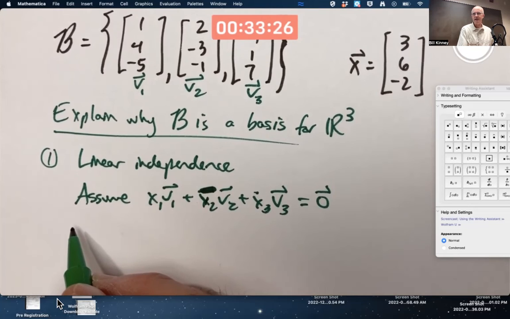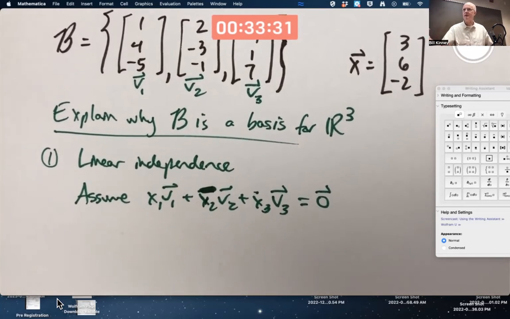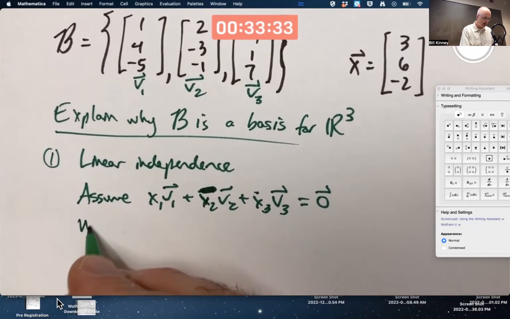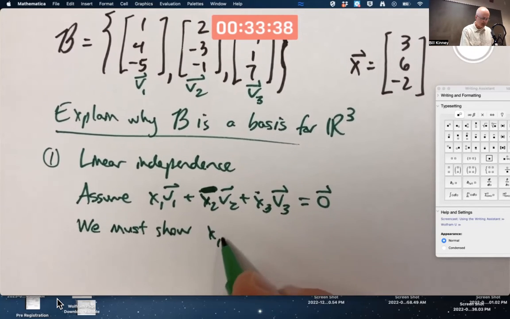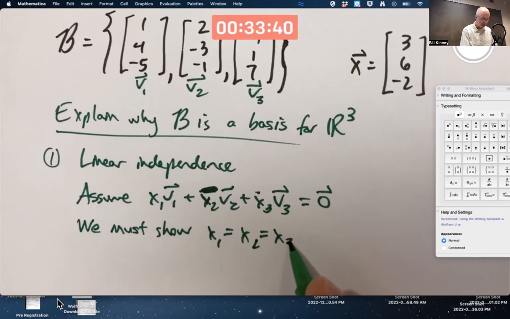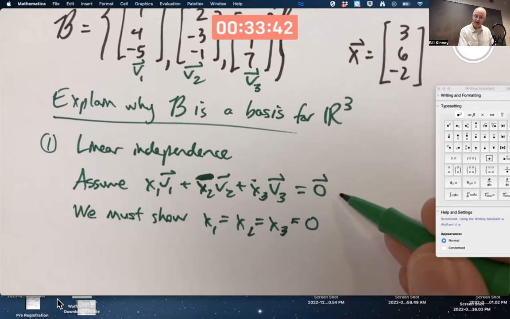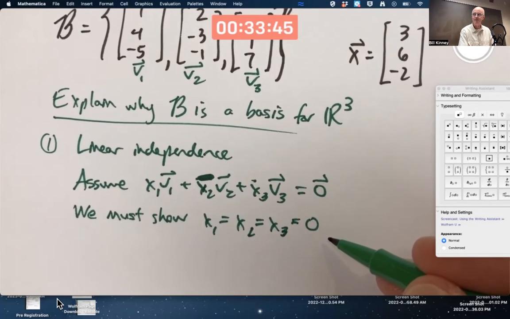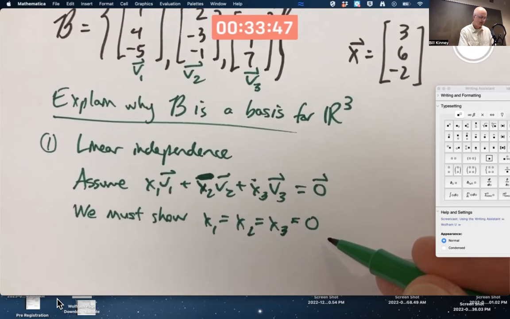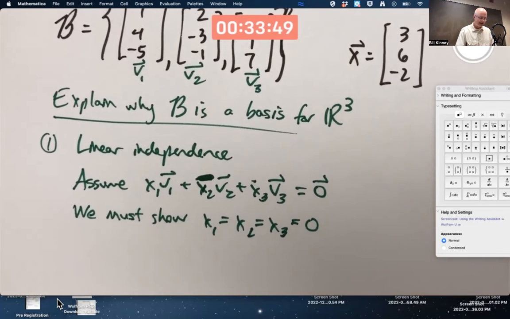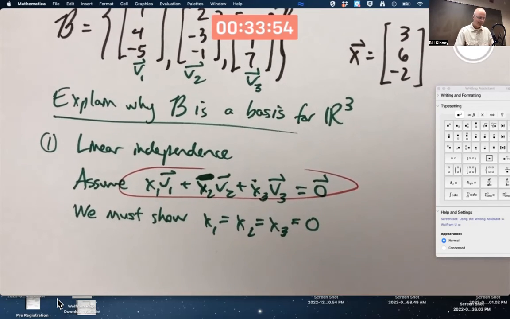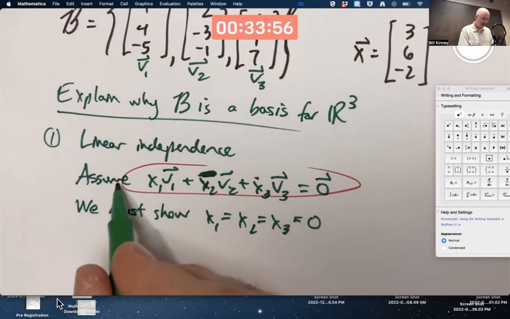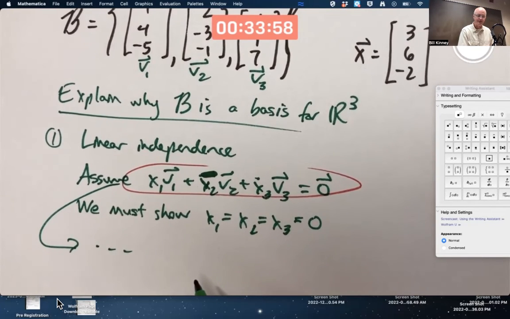When mathematicians prove things, they often speak in the third person because they're trying to bring people into what they're saying. So they say things like, we must show x1 equals x2 equals x3 equals 0. That's the 0 vector. This is the number 0. Well, things like this, without writing some words, are equivalent to systems of equations.